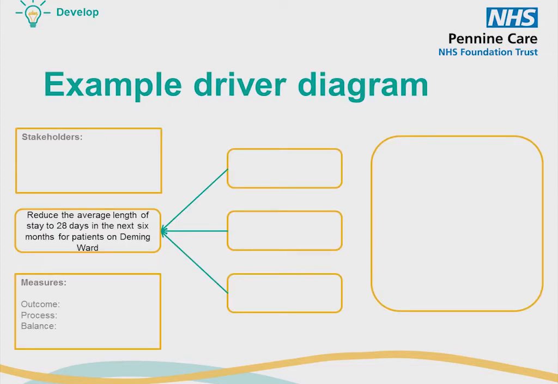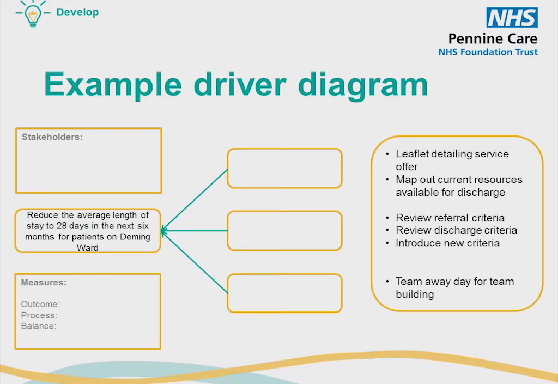For our example issue, let's start by putting the aim we created in stage 2 at the far left. We will reduce the average length of stay to 28 days in the next 6 months for patients on Deming ward. Our change ideas for achieving our aim may be creating a leaflet with information about what the service offers, mapping out what resources within our organisation, local authority or third sector are currently available to us for discharging service users, reviewing our criteria for referral and discharge, or creating a new criteria if one doesn't already exist, or holding an away day for team building.